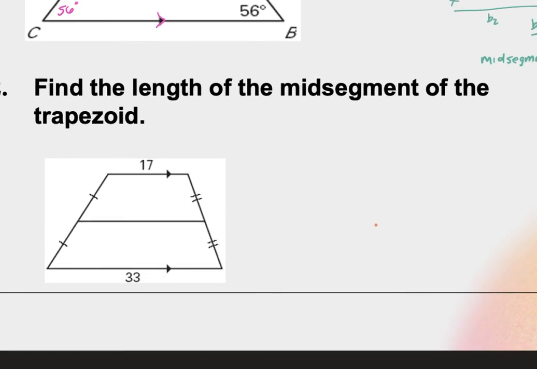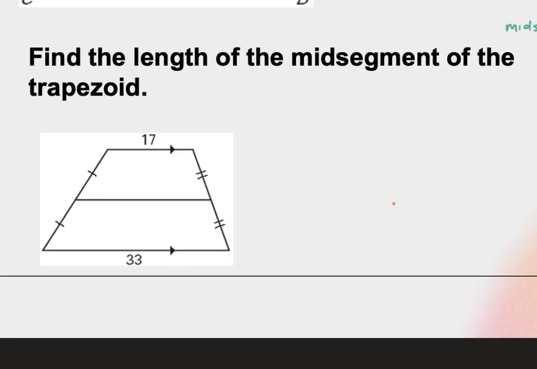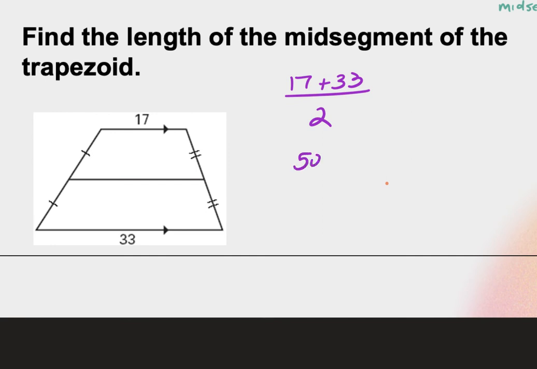All right, 2. Find the length of the mid-segment of the trapezoid. So this time you've got base 1 and base 2. I'm going to add them and divide by 2. I get 50 divided by 2, which gives you 25.